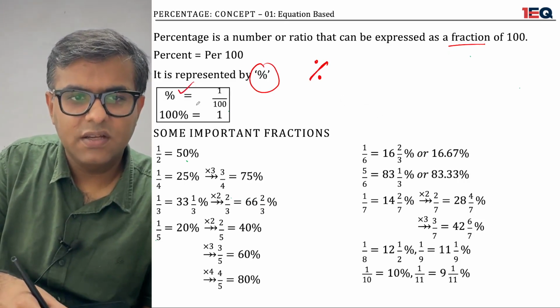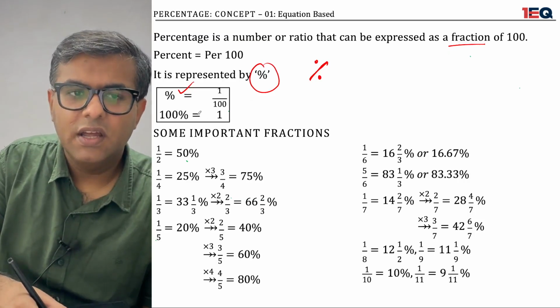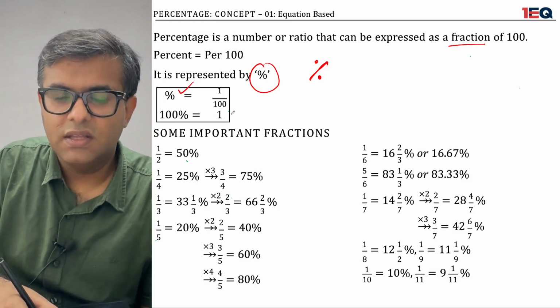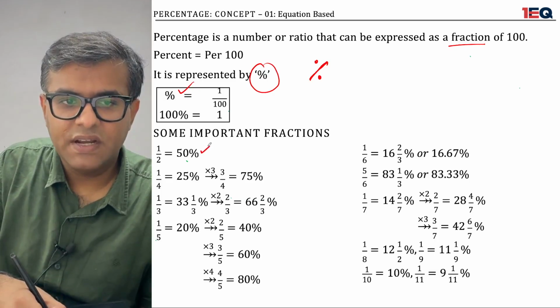So, if I have a percentage and I wish to remove it, I will have to divide by 100. If I don't have a percentage and I wish to bring percentage into the picture, then I will have to multiply by 100. Okay, these are some important fractions, we've done it.